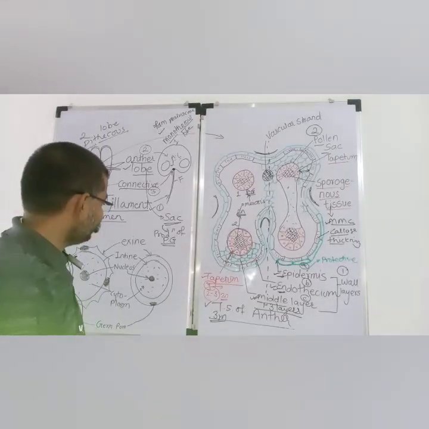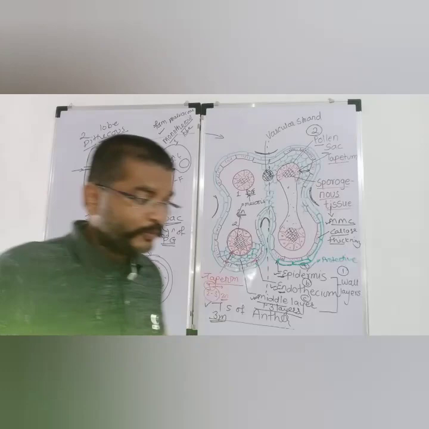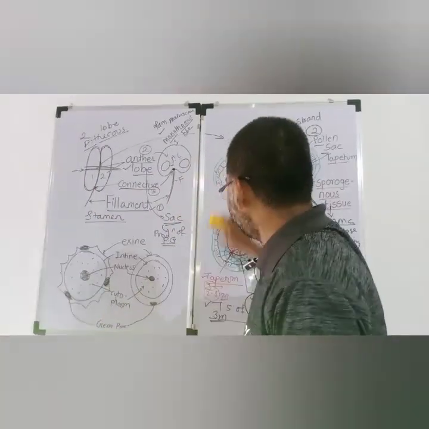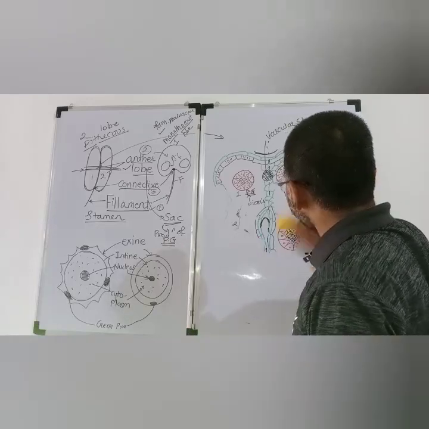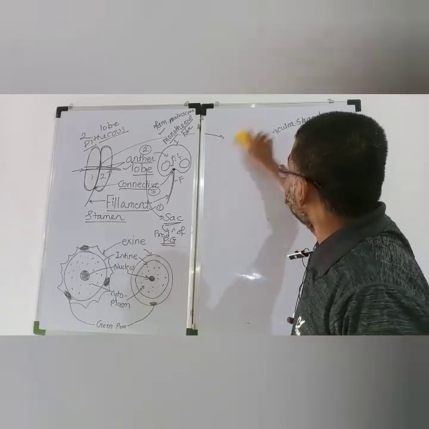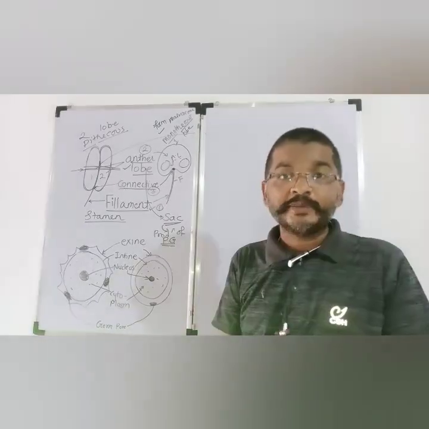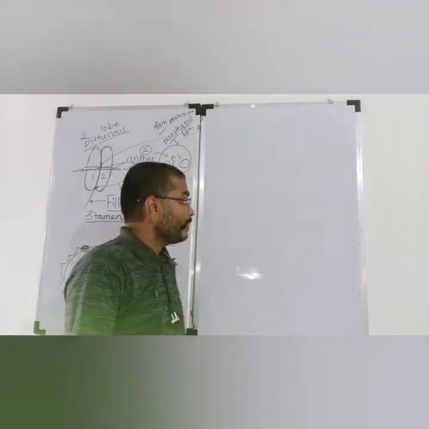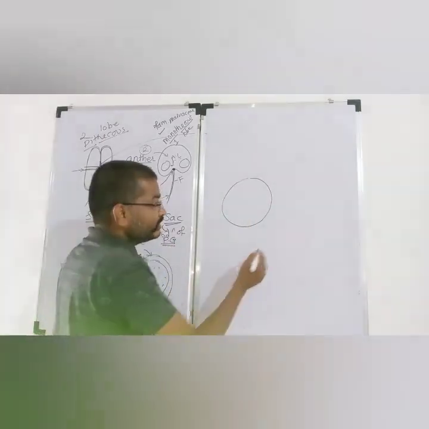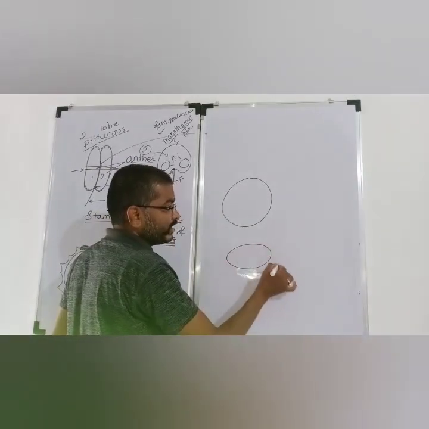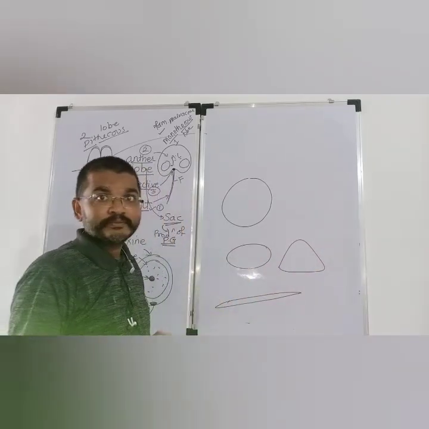Now the last part of this video, the structure of pollen grain. So what is a pollen grain? A pollen grain, also called a microspore, is a unicellular, uninucleate, haploid structure. The shape varies from species to species. A single pollen grain may be spherical in shape, sometimes oval, sometimes triangular, sometimes needle shaped also.